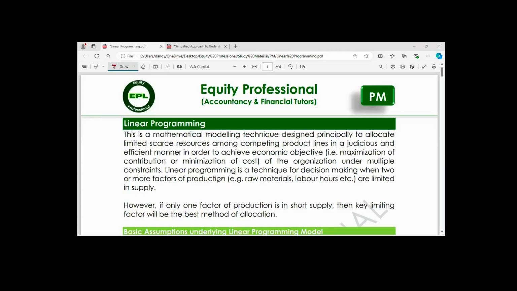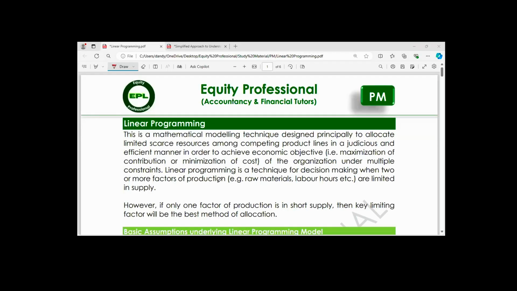is a technique designed principally to allocate limited scarce resources among competing product lines in a judicious and efficient manner where there are multiple constraints. Linear programming is used when there are multiple constraints. And then again, the objective of the organization is to either maximize contribution or to minimize cost.